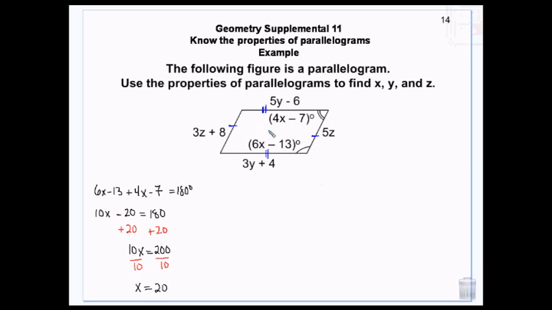All right, so then we're going to do the y's. Now, my y's are on opposite sides, so that makes them congruent. So if they're congruent, they're equal. So I'm going to set the y sides equal to each other. Okay, I'm going to subtract 3y from both sides. And I get 2y minus 6 equals 4. Add 6 to both sides, and you get 2y equals 10, so y equals 5.